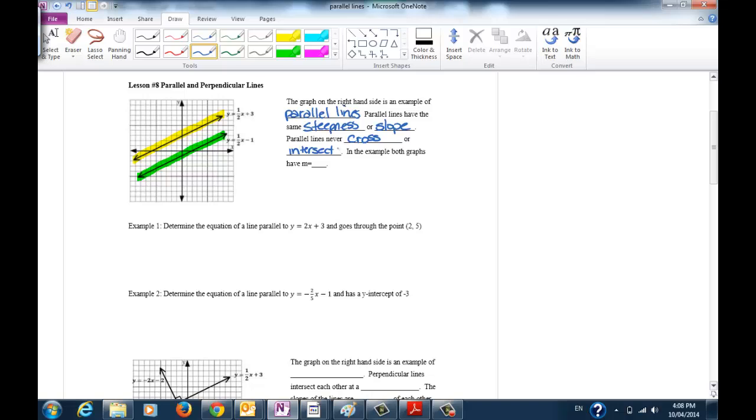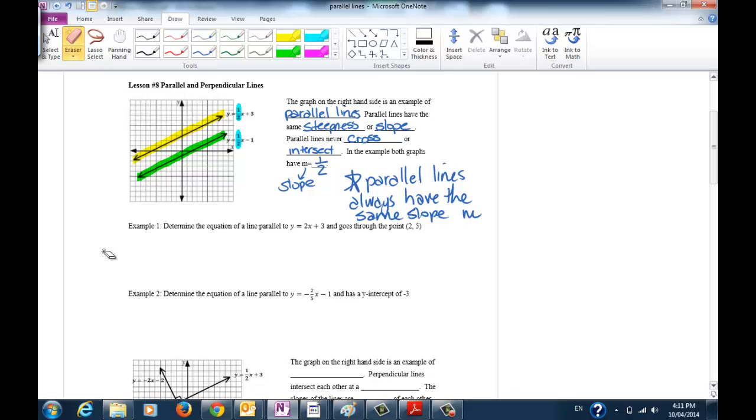In the example, both graphs have the same m. Remember, m is slope. And if we look here, I'll highlight them. So we've got the m in front of here is a half, and the m in front of here is a half. So they have m equals a half. And this is always the case. So parallel lines always have the same slope. So if one line has a steepness or a slope of 3, the parallel line will also have the steepness or slope of 3. Right.